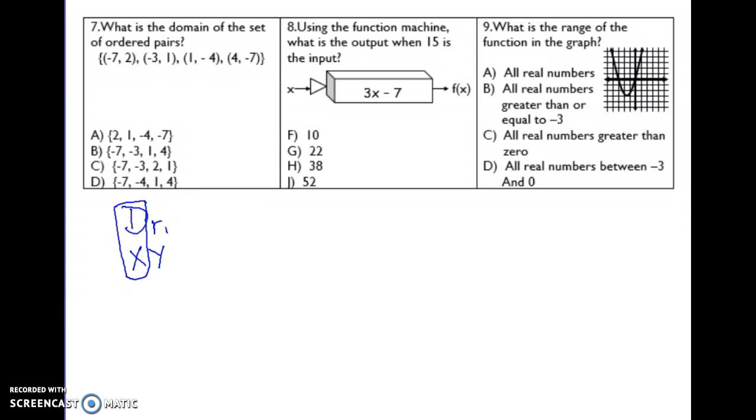So all I have to do is look at my x values. This is your x and this is your y. My set of x values would just be the -7, -3, 1, and 4. So your answer would be B.